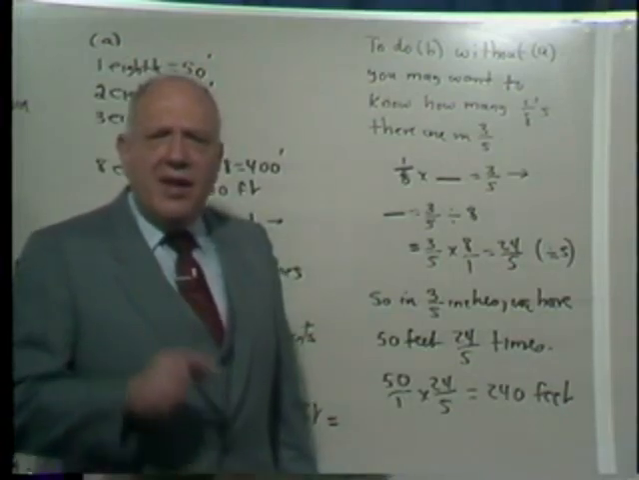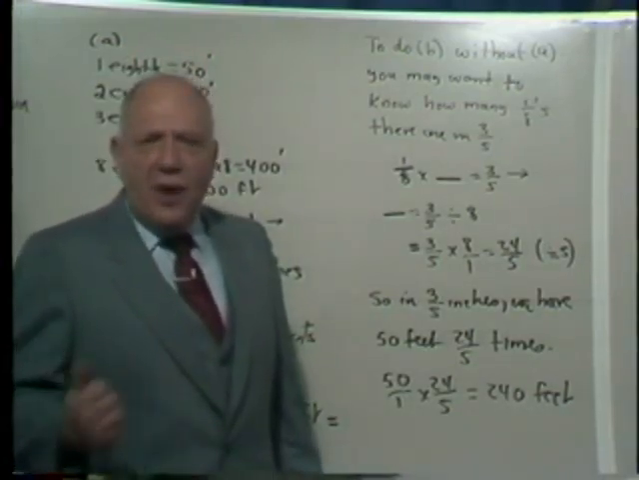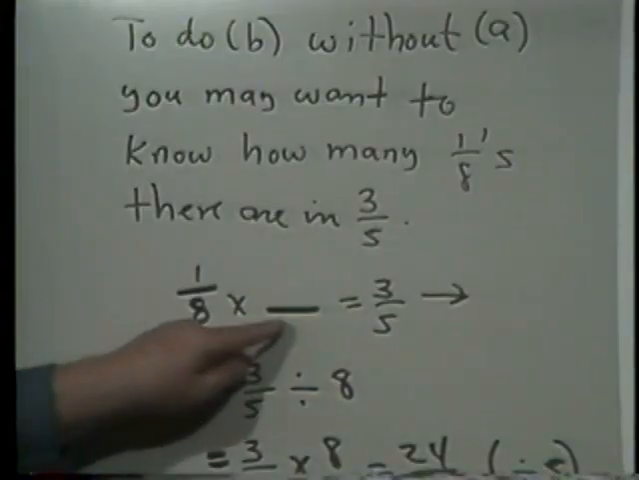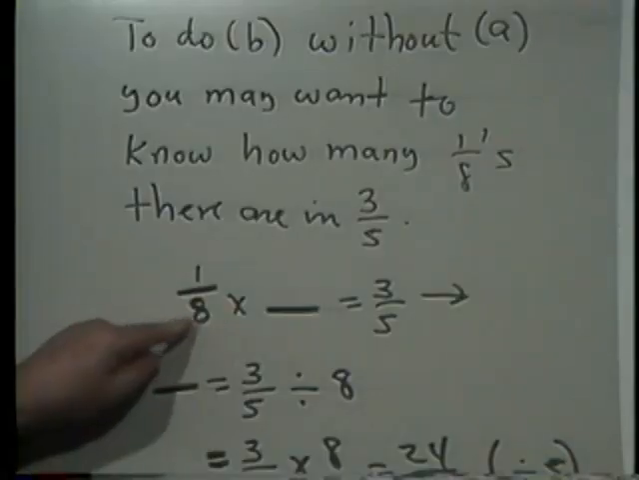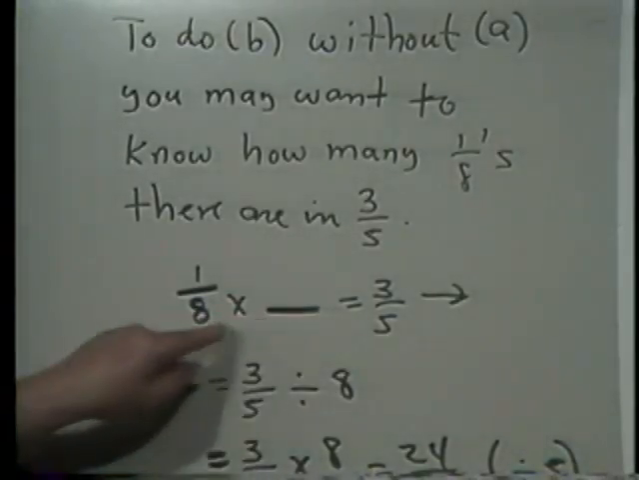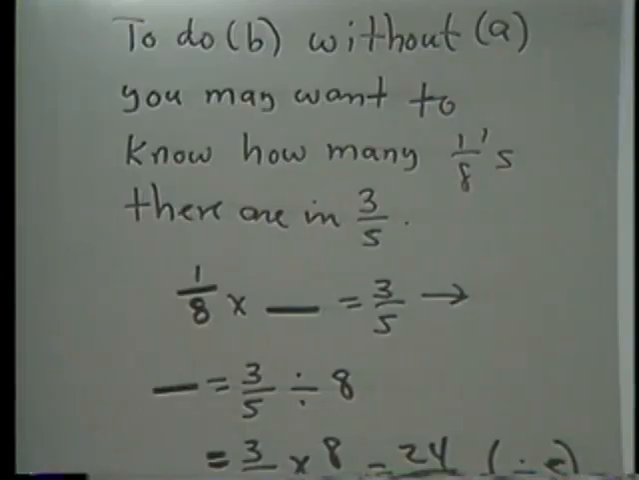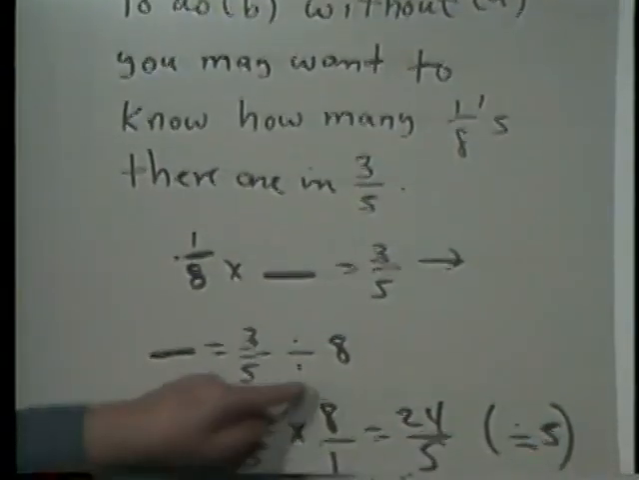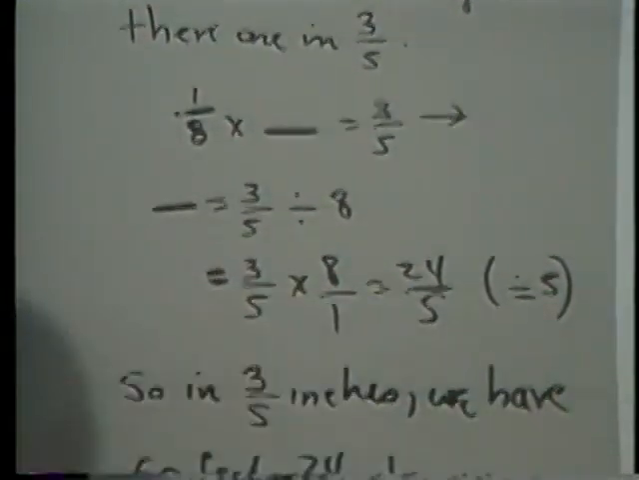See, what we're saying is, if you count by 1/8, when will you come to 3/5? But don't worry about that. Work it out this way. How many times must you take 1/8 to get 3/5? That looks like a multiplication problem, but it's what? A division problem. And it's what problem? 3/5 divided by 1/8. That's 3/5 times 8 over 1. That's 24/5.